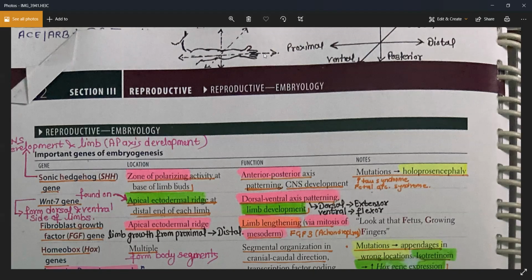Okay, so with this in mind, let's discuss what genes form what parts. Some of them form the anterior to posterior structures. Some of the genes form the ventral dorsal structures. Some of the genes form the proximal and the distal structures. So they all take part in the formation of these axes in your body. Okay, so let's discuss them.